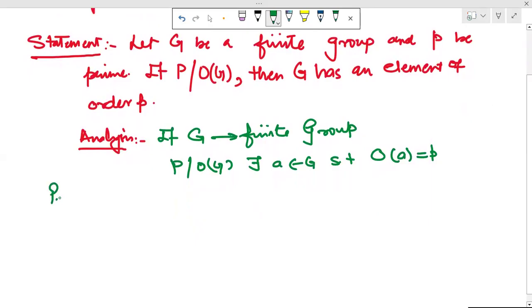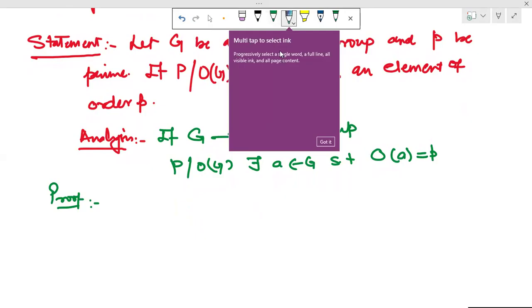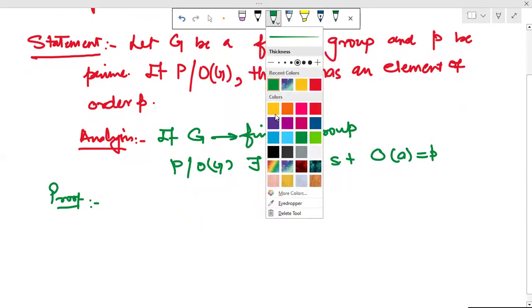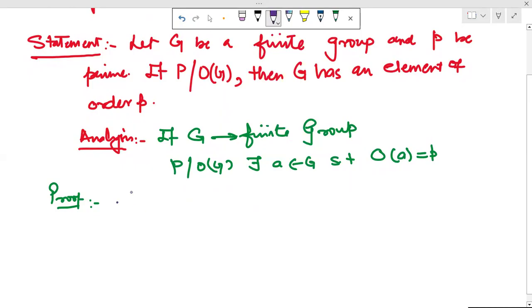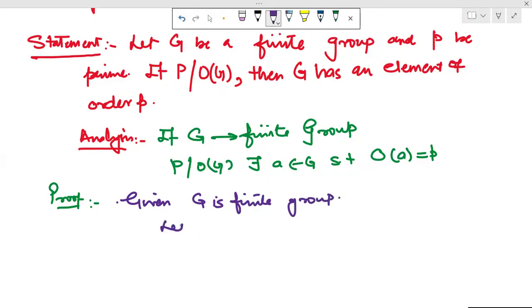Proof. Now it is given that G is a finite group. So let the order of G be equal to n.